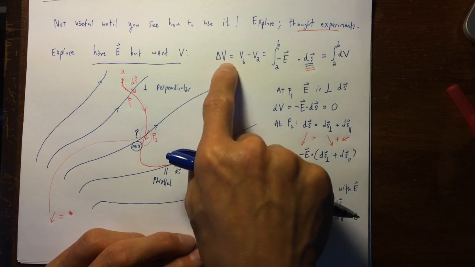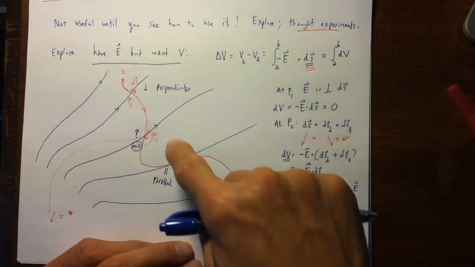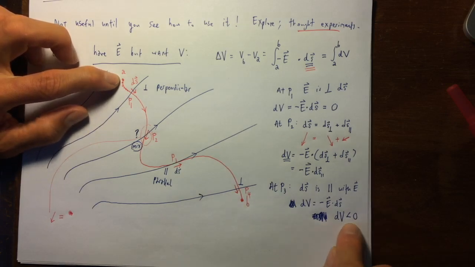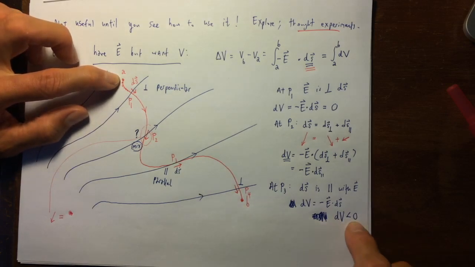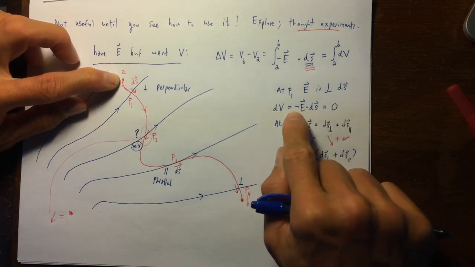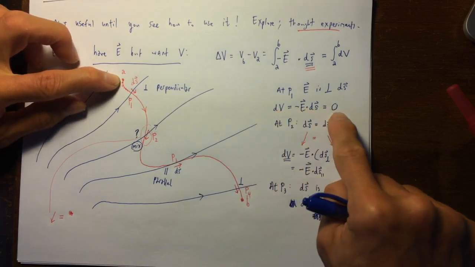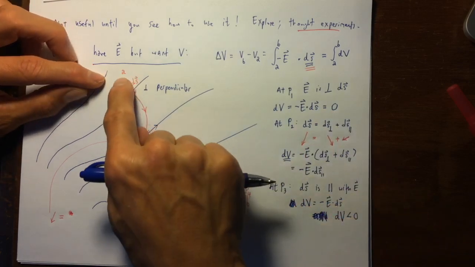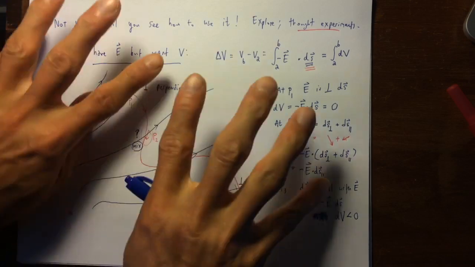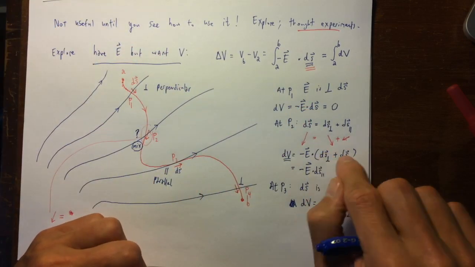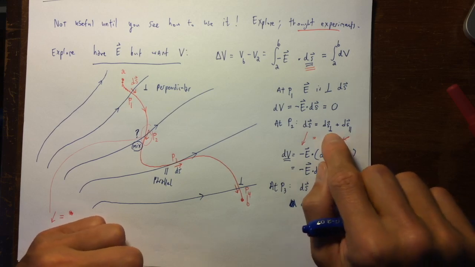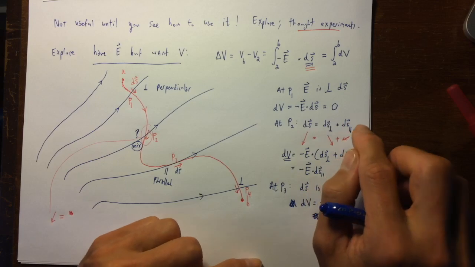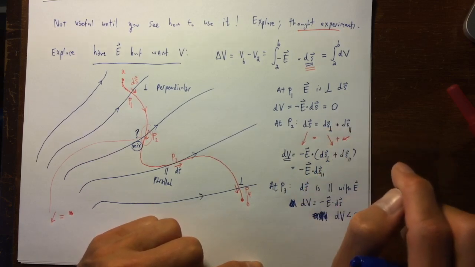So as I'm accumulating delta V from A all the way to B, sometimes I'm going to be losing potential. Sometimes the potential is not going to change at all. That's when I move perpendicular to the field line. And most of the time, honestly, for a generic path through a generic set of field lines, you're going to have mixtures. You're neither going to be purely perpendicular nor purely parallel. But the idea is it only ever picks up the parallel pieces.